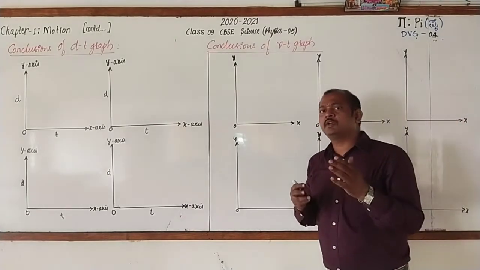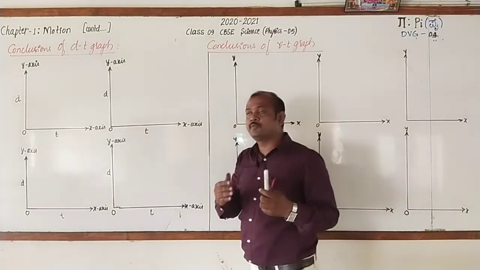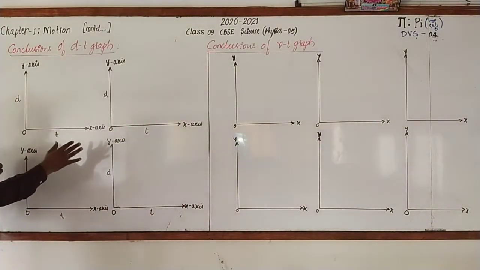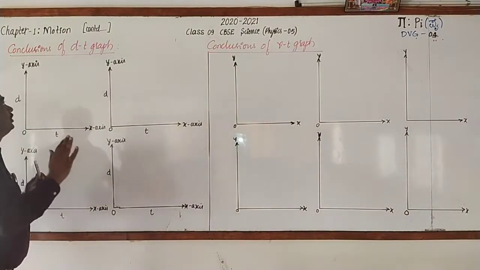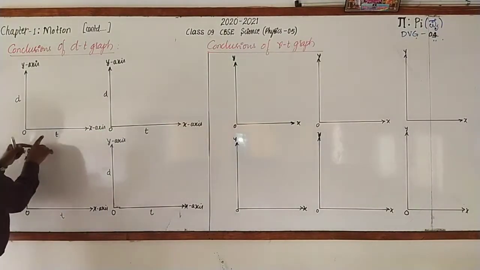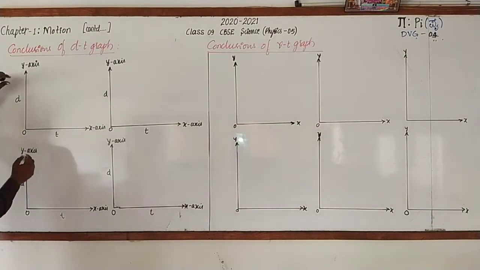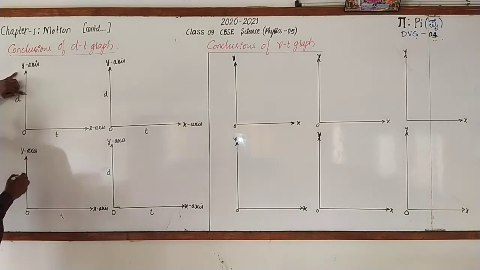Dear students, we have come to know about DT graph as well as VT graph. Now let us draw some conclusions with respect to both. Here I have drawn only X and Y axis. In the first part, these four graphs are related to DT graph, because I have taken time along X axis and distance along Y axis. Look here. This is the initial position of a body. At 0 time, it is at some distance.